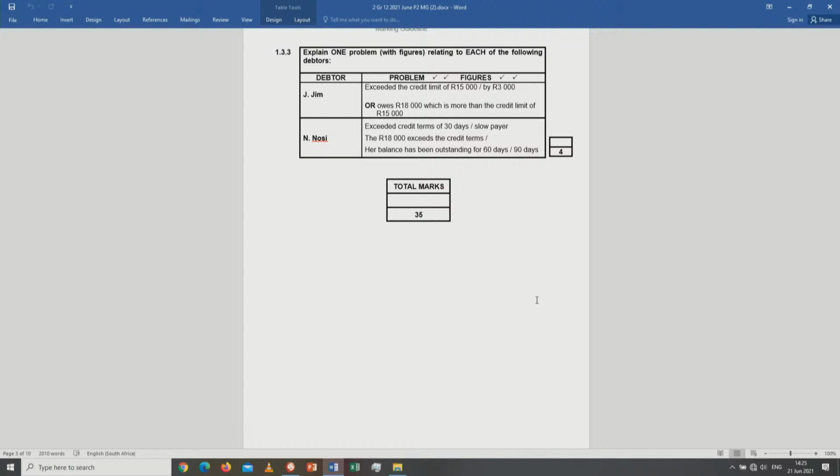Nosy. We said Nosy's problem is the credit terms. So credit terms will get 1 mark. And then the 18,000 exceeds the credit terms. Her balance has been outstanding for 60 days or 90 days. So we can also look for 60 days or 90 days as figures that would be acceptable. That's question number 1. Let's take a short minute break.